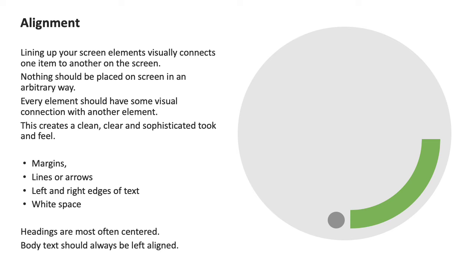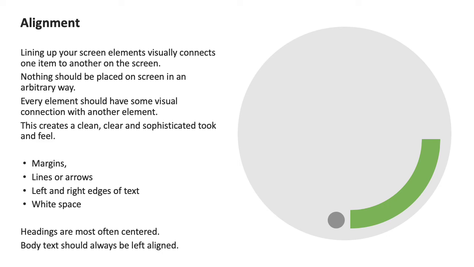So every element should have some visual connection with another element. It creates a clean, clear, sophisticated look and feel, so you don't have just a jumble of stuff spread all over your screen. When you're thinking of alignment, think of lining up the margins, using lines, white space, any lines or arrows that divide boxes of information.